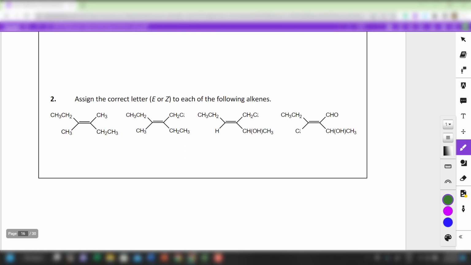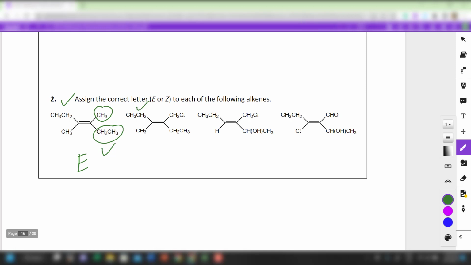We are supposed to assign the correct letter to each of the following alkenes, again E or Z. The first thing we might want to do is to assign priority, of course. Based on our earlier experience, although they are all carbons, the ethyl group should have a greater priority compared to the methyl group, because the differentiating first atom is actually carbon rather than hydrogen. And because they are on opposite sides, we will assign it the E configuration.